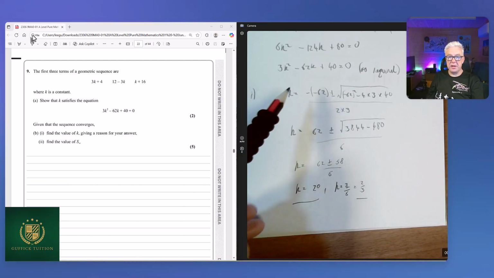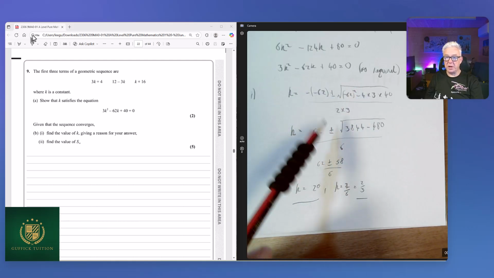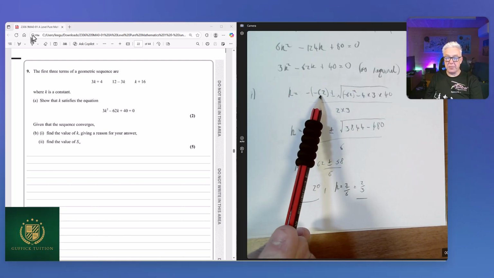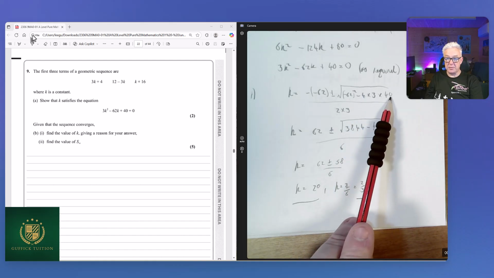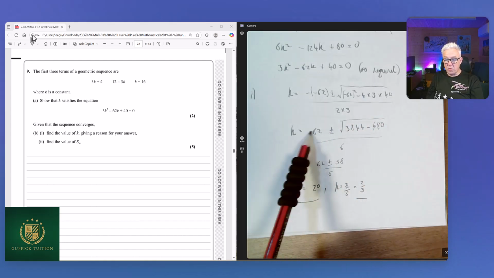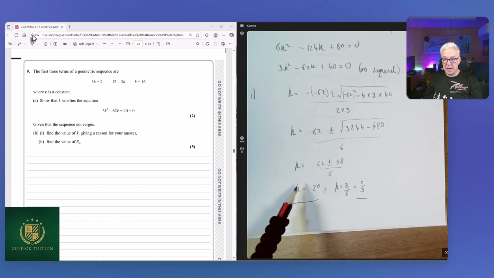So I've just subbed this into the quadratic formula. I've got -b plus or minus the square root of b² - 4ac. When you work that out, it gives you two different values of k: either k is 20 or k is equal to 2/3. And it's not immediately obvious which one is the right answer.